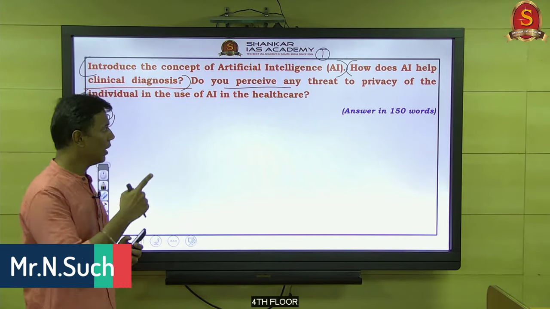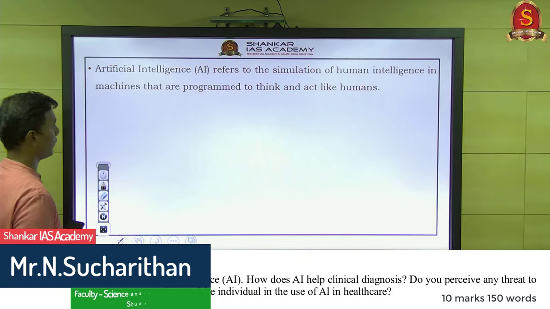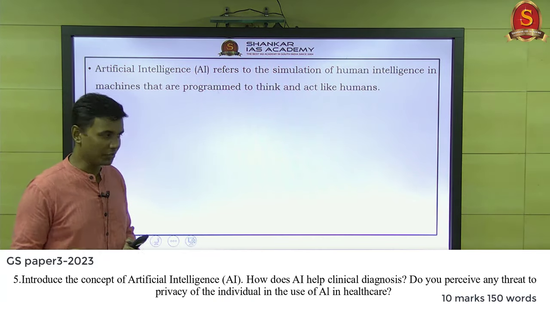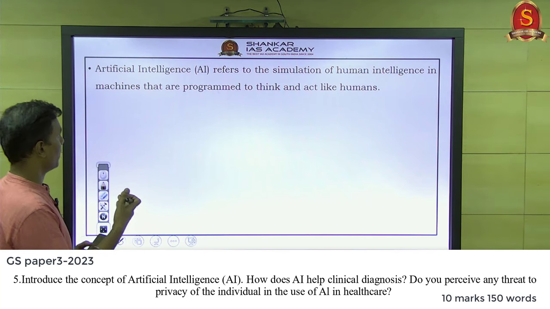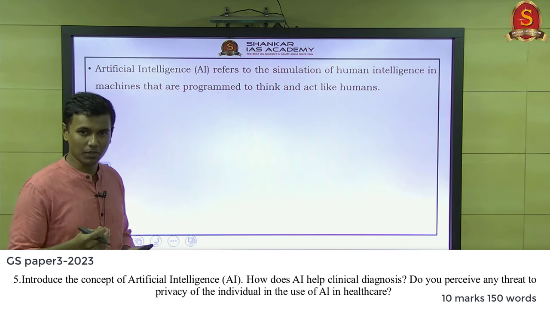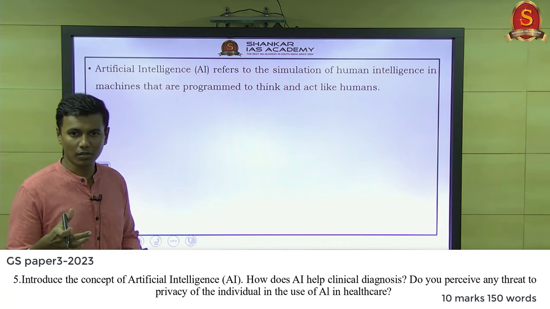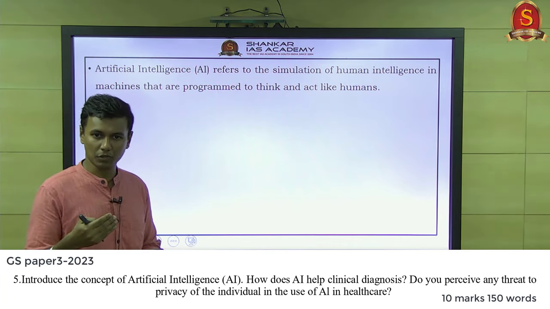Part that we are going to discuss. First, starting with the concept of artificial intelligence in very simple terms. It refers to the simulation of human intelligence so that the machines are programmed to think and act like humans. Here, acting and thinking includes reasoning or thinking capabilities and then data processing.